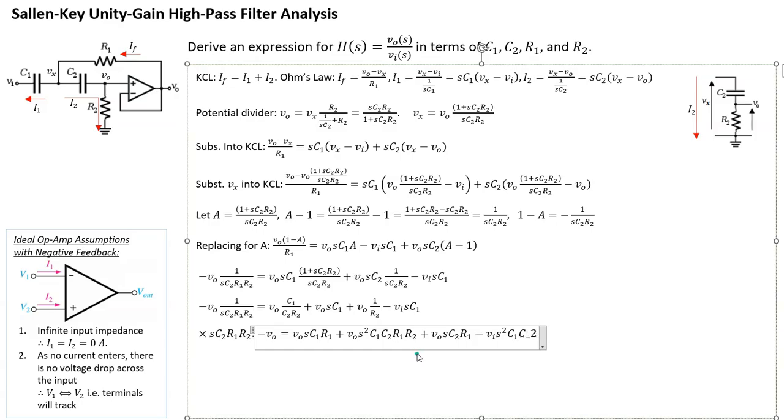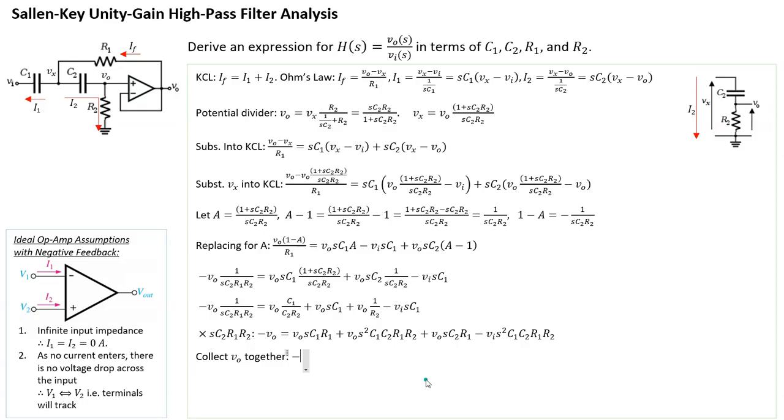R1 and R2. Okay. All right. So now we can gather all the VOs onto one side. So let's just collect all the VOs together. On the left side is going to be negative VO.